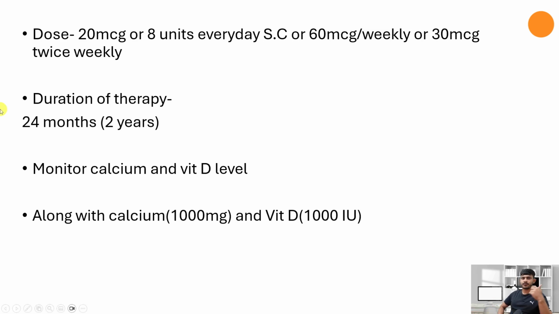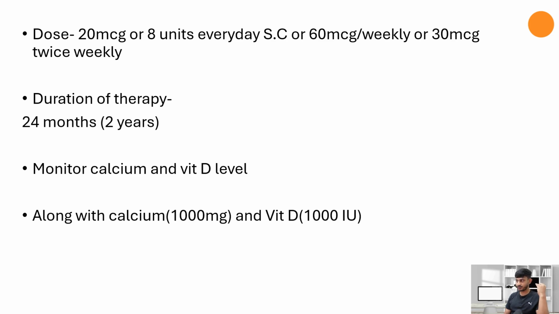How do we dose it? The commonly given dose in our country as of now is 20 micrograms or 8 units every day subcutaneously. But enough research has come out, and there's even more research going on, saying that a 60 microgram dose weekly is also very effective and almost does the same job as 20 mcg every day. So 20 mcg every day over a week is 140 mcg, whereas 60 mcg weekly is nearly half that dose, and also more importantly, it's cheaper, more economical, and improves patient compliance.